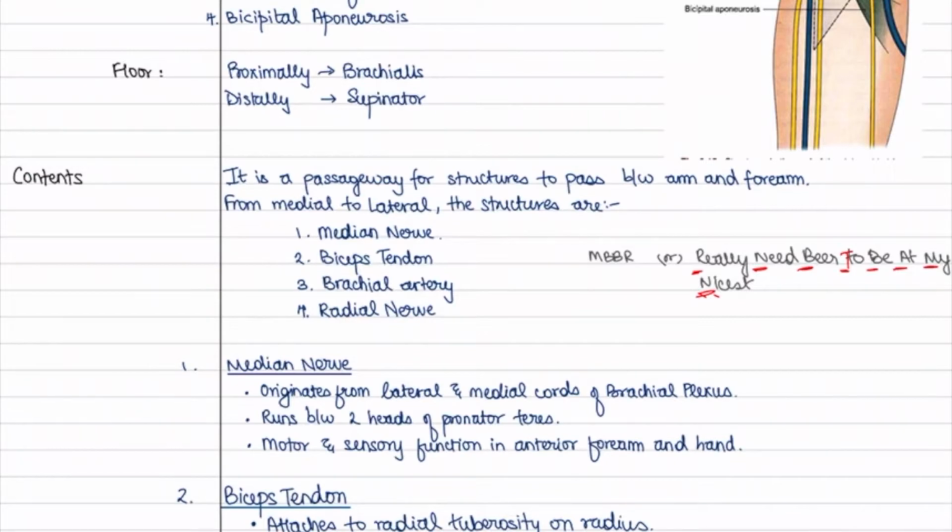Alright, let's get into the details of each of the contents. We start with the median nerve. The median nerve originates from lateral and medial cords of brachial plexus. It runs between the two heads of pronator teres and supplies motor and sensory function in anterior forearm and hand. The biceps tendon attaches to the radial tuberosity on the radius. It gives rise to the bicipital aponeurosis, which forms the roof.